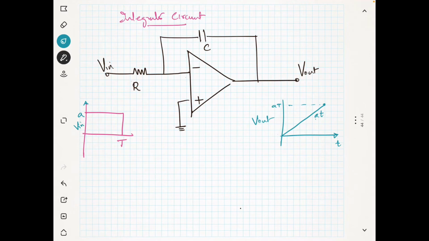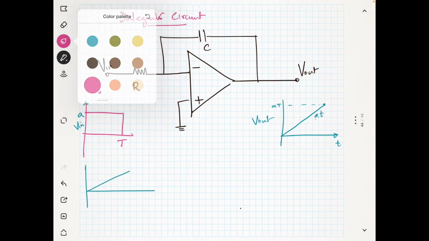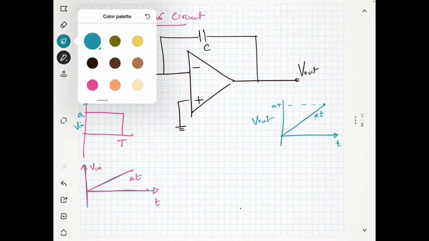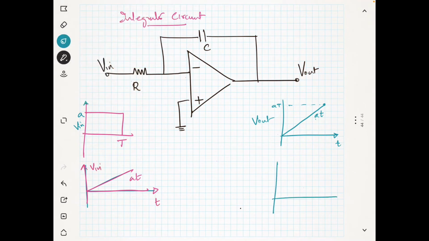Now if you are giving some input like this, suppose you have an input in the form of A into T, and this is T and this is your V in, then you will get the output in the form of an integral, it's second degree, A into T square by 2. So this is what you are going to get as the output. But how? That we will see now.